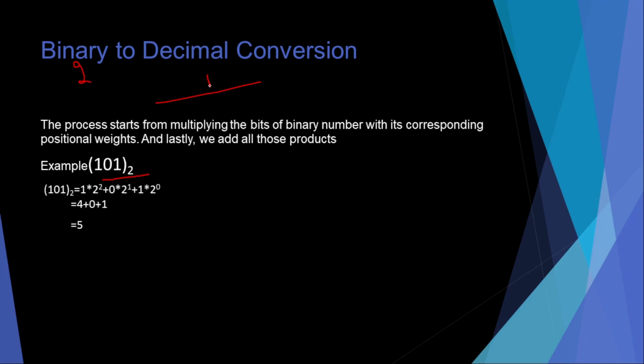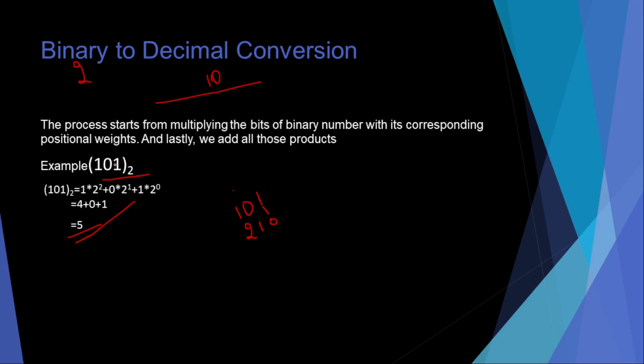So 101, right? I need to give a position to each value. This position is represented as 0, this is 1, and this is 2. This is the position of the power of 2 value. So the 1 is written as 1 into 2 to the power of 0, because it is 1 in the position of 0, plus 0 into 2 to the power of 1, plus 1 into 2 to the power of 2. Finally, you need to simplify this and you will get an answer of 5. So this is the decimal value of 101.